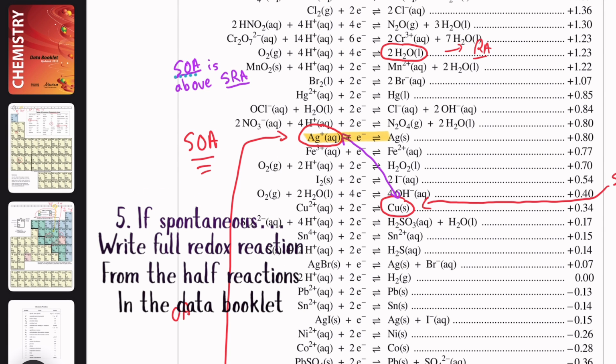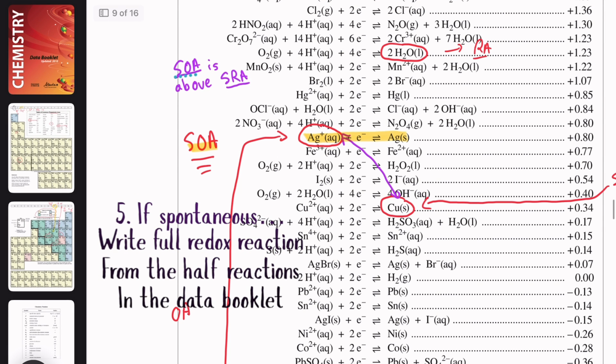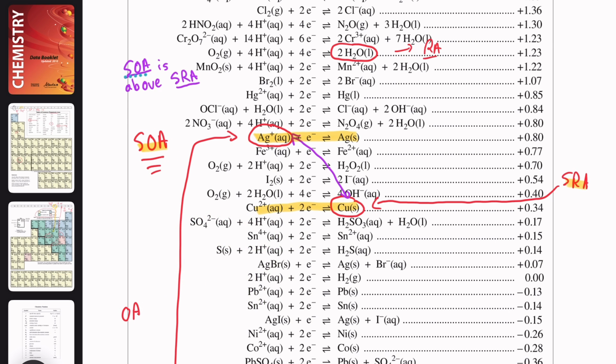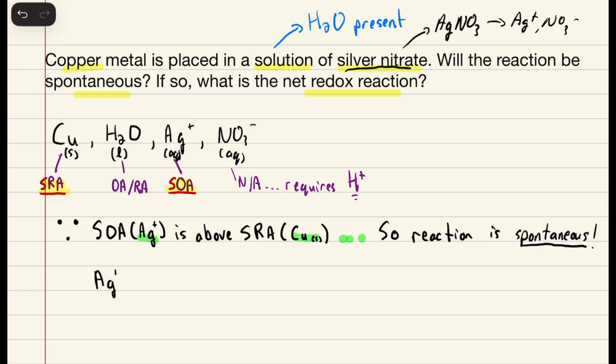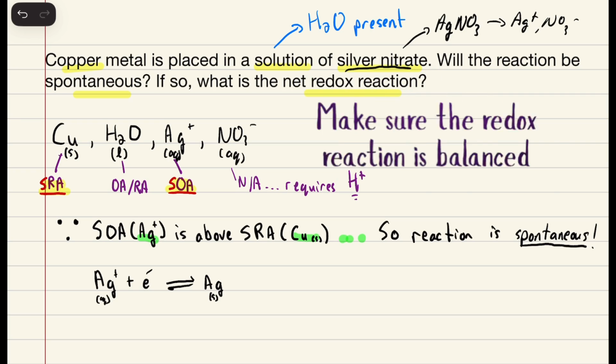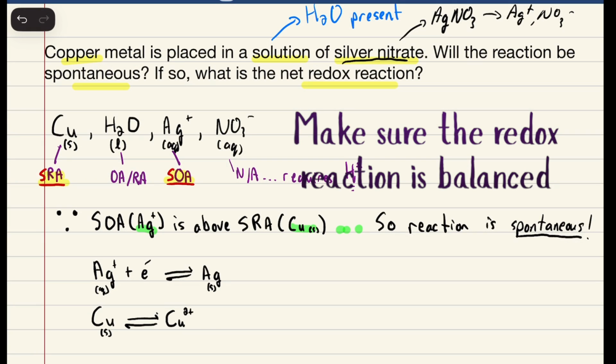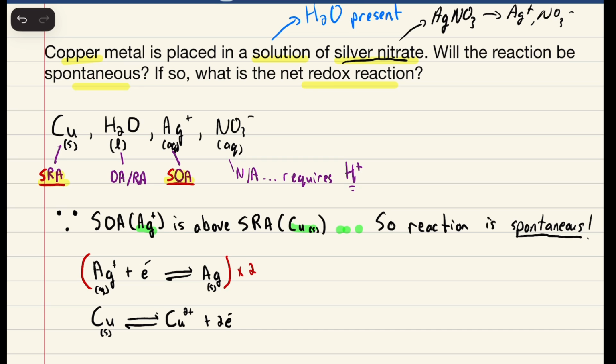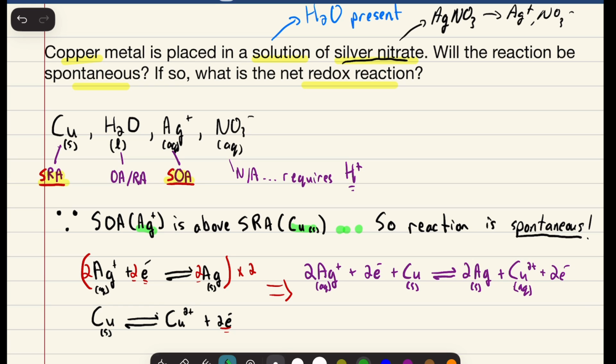If the reaction is spontaneous, we can use that data booklet or the half reactions in the data booklet to write our final redox reaction. Now, when we're writing the half reaction for the SRA, write it from right to left since it's getting oxidized. We then combine the two half reactions and balance them using the half reaction method we discussed in previous videos, and then this will be our full spontaneous redox reaction. Again, you only want to do this if the reaction is spontaneous, otherwise no reaction actually occurs. And normally in these reactions, we should be canceling out the electrons.